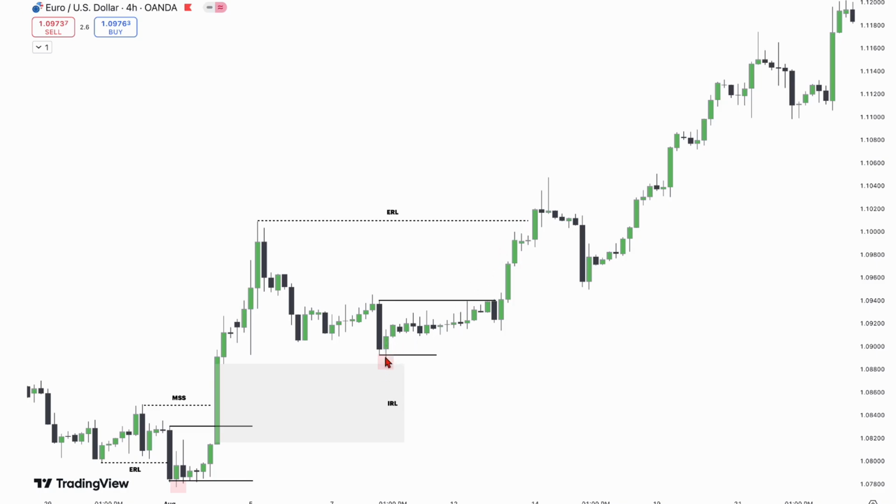Now, if we enter a long position from here, not only can we target the high of the CRT, but we can hold our trades all the way to the next ERL, which is the old high. This way, we significantly boost our risk-to-reward ratio.